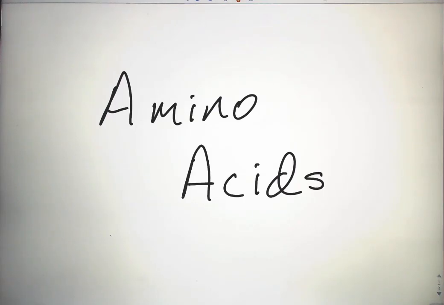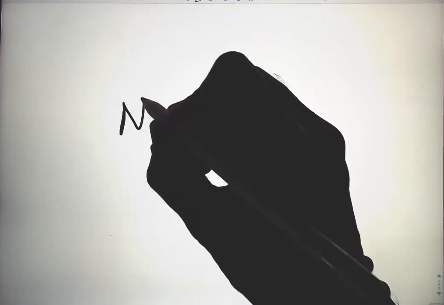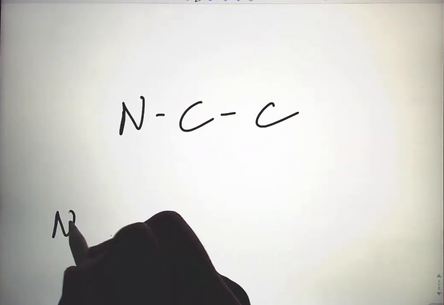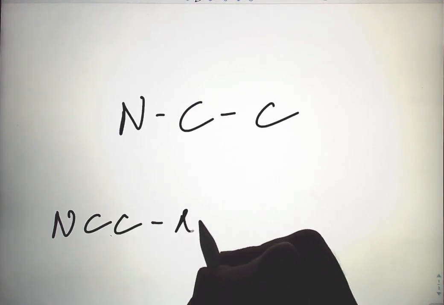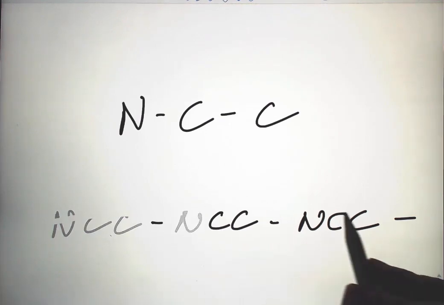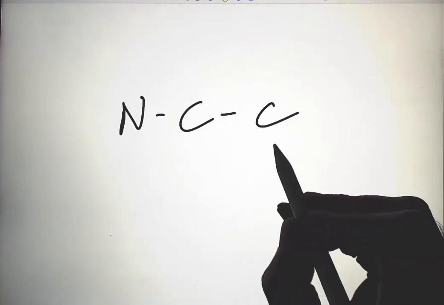In this video, I'll talk about how I want you to think about and learn amino acids. Amino acids have the structure NCC. A chain of amino acids in a protein is NCC, NCC, NCC, and so on. So that's the backbone: a nitrogen, a carbon, and a carbon.